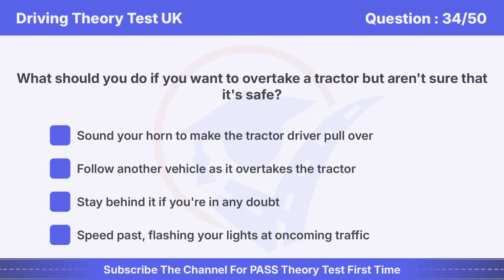Question 34. What should you do if you want to overtake a tractor but aren't sure that it's safe? Option A. Sound your horn to make the tractor driver pull over. B. Follow another vehicle as it overtakes the tractor. C. Stay behind it if you're in any doubt. D. Speed past, flashing your lights at oncoming traffic.